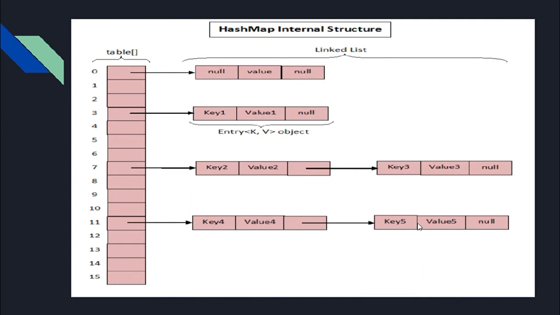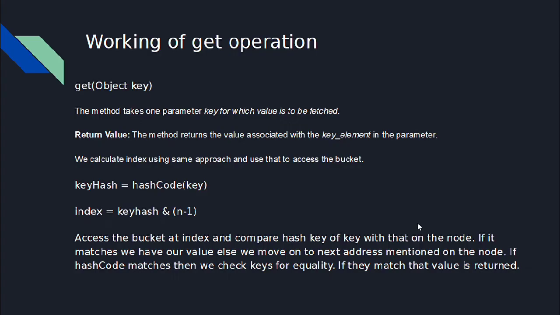Now this is the way we populate data into our hash map. Now we get to the working of get operations. How do we look up using a key inside our hash map? For this we have the get method, which takes a key of type object. This method will take the key object and return the value associated with that key.